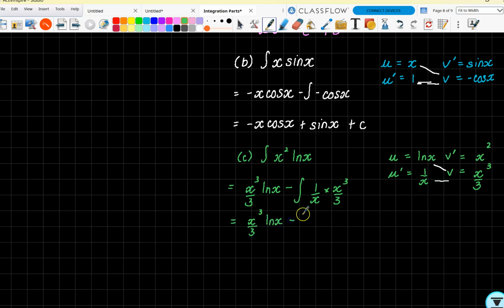Okay, we're going to simplify this, x cubed over... In fact, we'll just pull out the 1/3 there. Okay, x cubed divided by x is x squared dx. And that's something I can definitely integrate. So that's going to be x cubed over 3 ln x minus, now this becomes add 1, divide by 3, so that's going to be x cubed over 9, because 3 threes are 9, plus c.